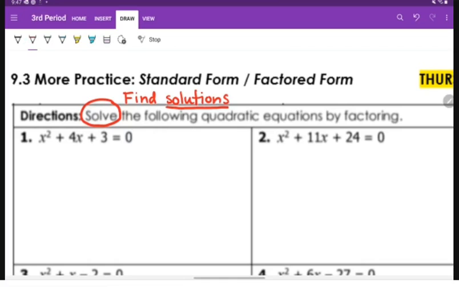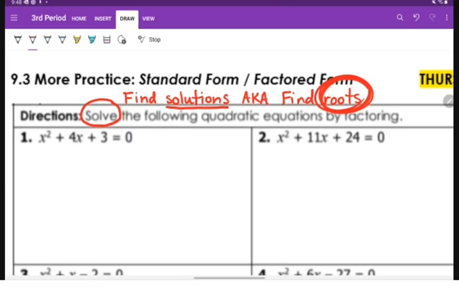So when the instructions say solve, that means we need to find solutions, which means we need to, aka, find roots. We're going to find the roots by factoring.